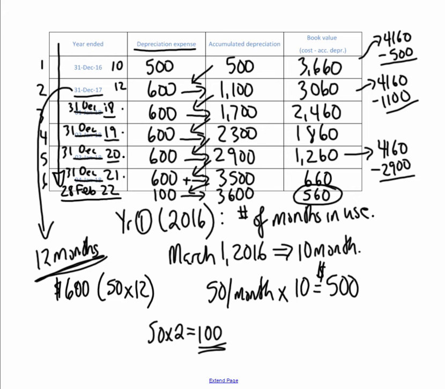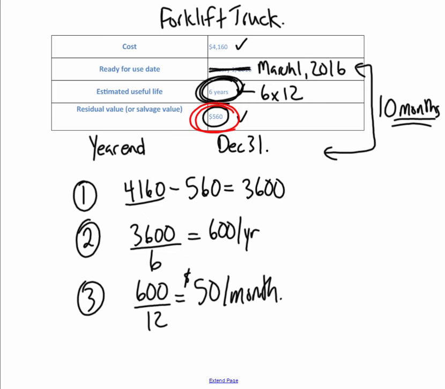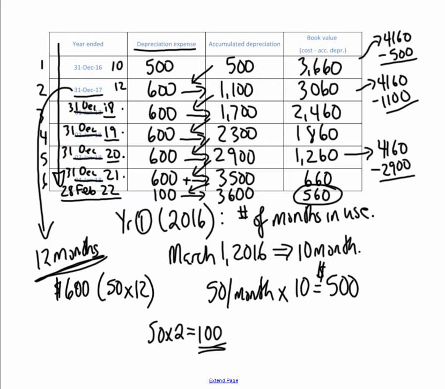Let's just take a look. $560 is the residual value or salvage value. That has future benefit because we're going to sell it for that amount. So it has to remain on our financial statements as $560. Does our chart do that? Yes, our chart does that. At February 28th, 2022, we will have $560 sitting in our asset.